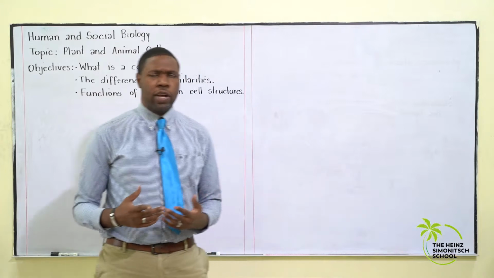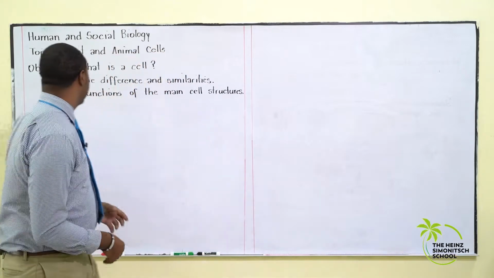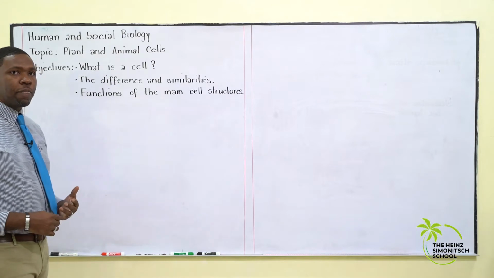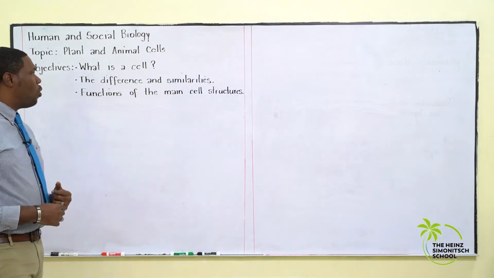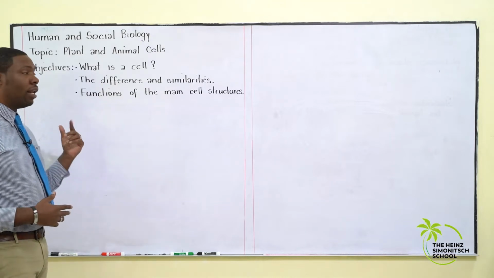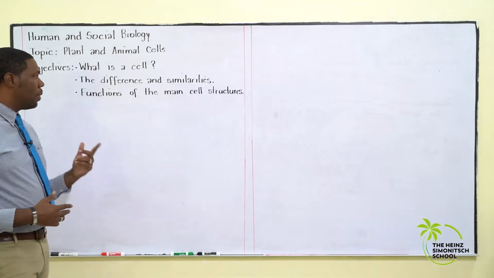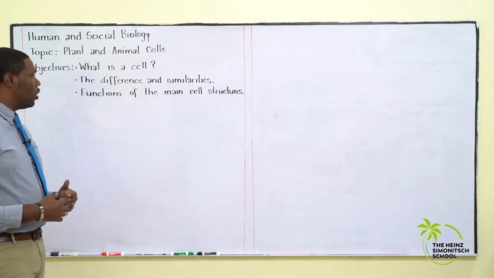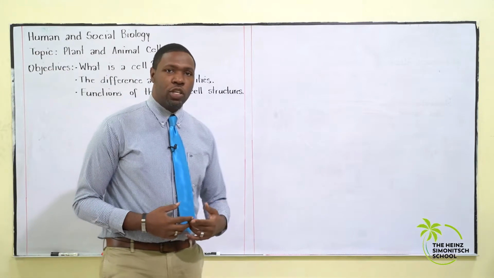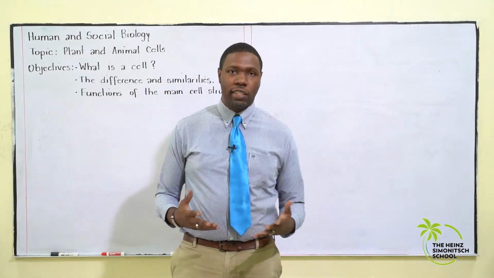All right, so let's look at our objectives for this class. Number one, what is a cell? And number two, what are the differences and the similarities between a plant cell and an animal cell? And lastly, we're going to look at the functions of the main cell structures. So question, what is a cell?